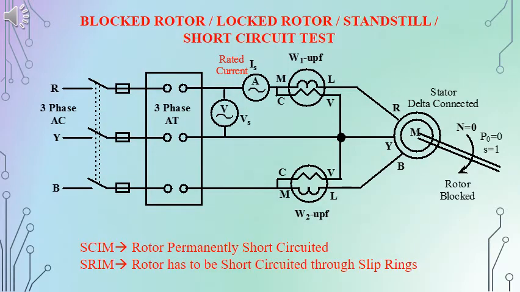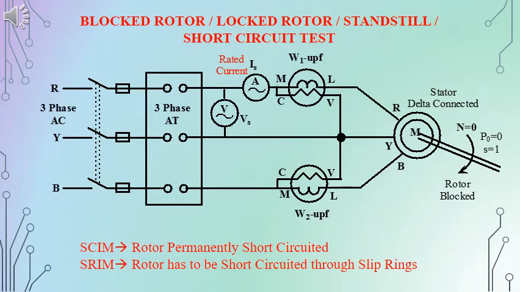The second test is the block rotor test. It is similar to the short circuit test that we do on a transformer. The rotor of the machine is kept at standstill, N is equal to 0 and the slip is equal to 1. We can hold the rotor to prevent it from rotating, and the rotor circuit is short circuited. If it is the case of a slip ring induction motor, we will have to short circuit through the slip rings.